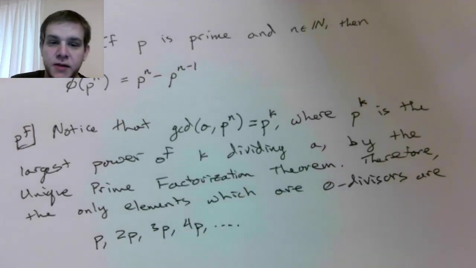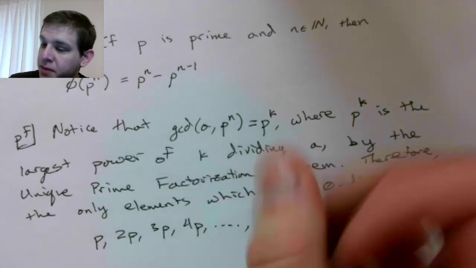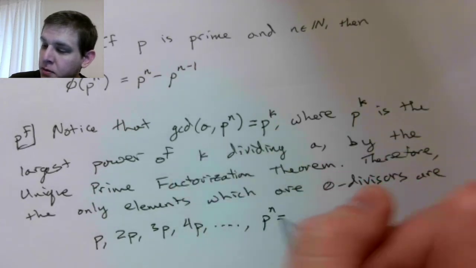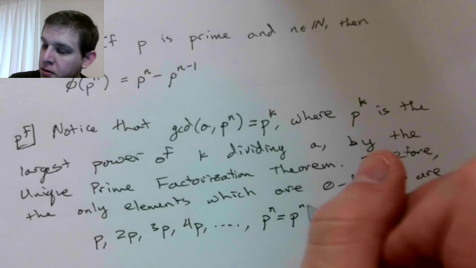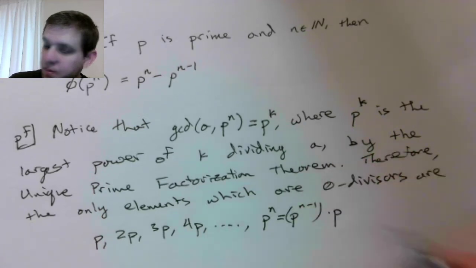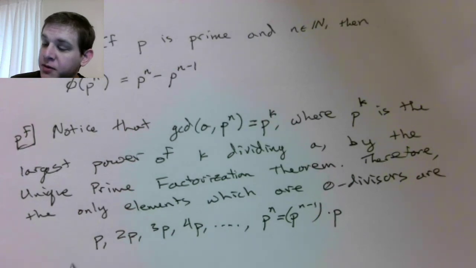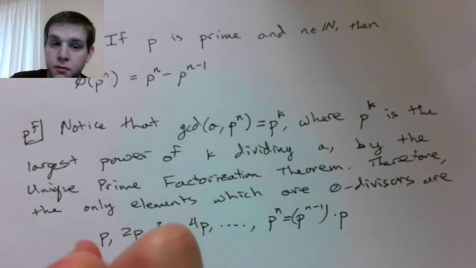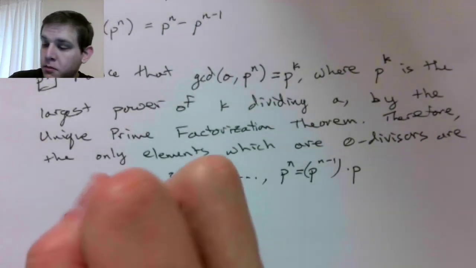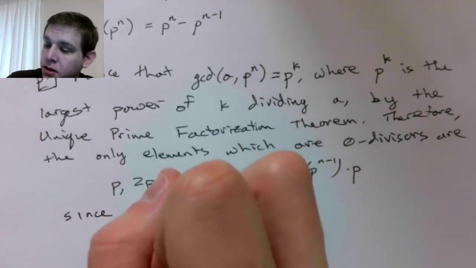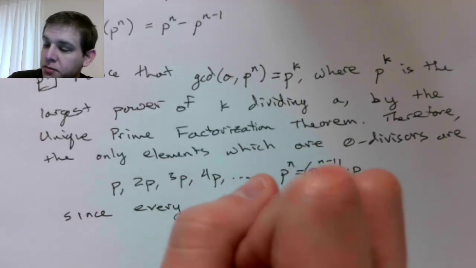So I list out all of these multiples, and I go all the way up to p to the n. So how many multiples are there? Well, this is p to the n minus 1 times p. So there are p to the n minus 1 elements in this list. So I subtract that from all the elements from 1 up to p to the n, and I get exactly this. Every other element is invertible.